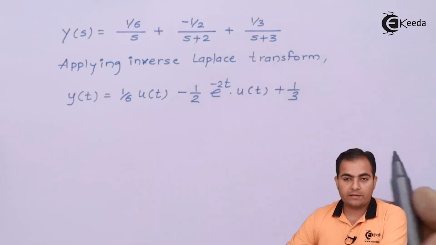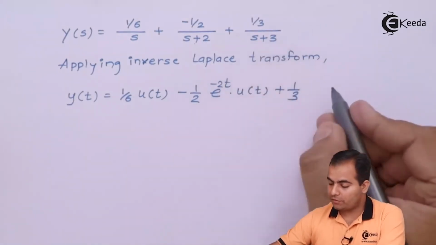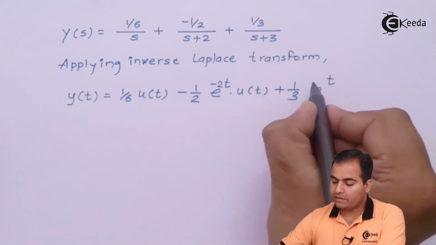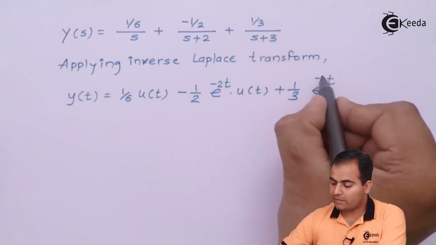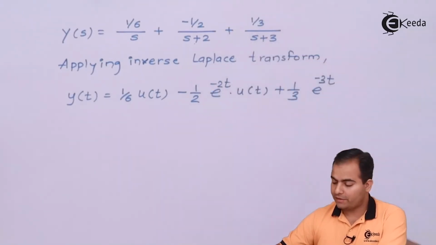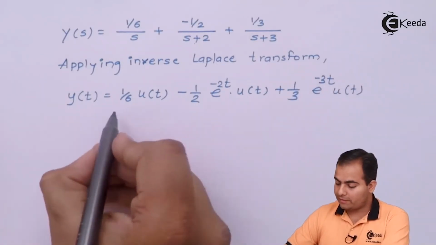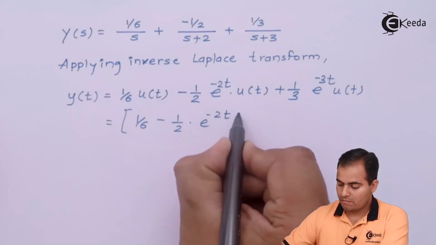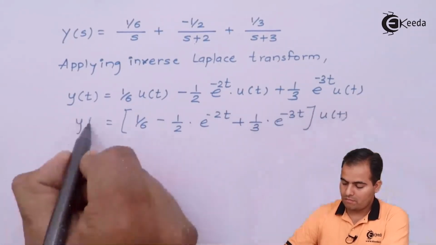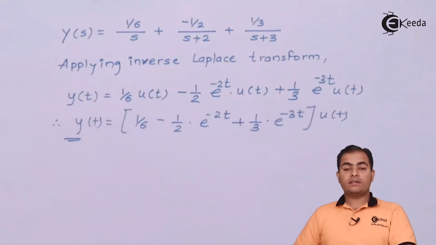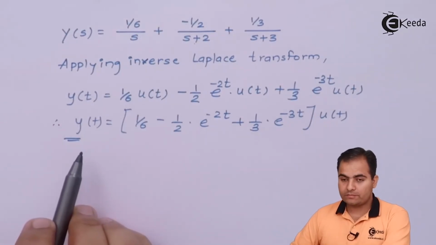In the next part, I will take 1 by 3 common. Again, we have a s plus 3. So what is the result? Multiply this t by the opposite sign value of plus 3, which is minus 3, and we have 1 by s left, and it is nothing but unit step. Now, if you want, then you can take unit step common. And this is nothing but the result of step response.